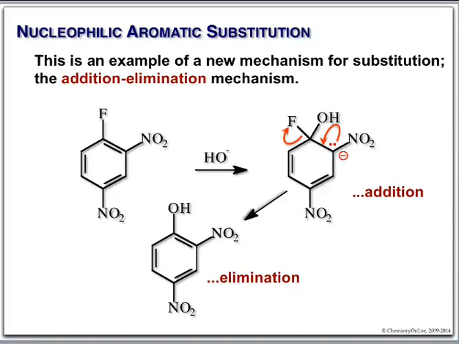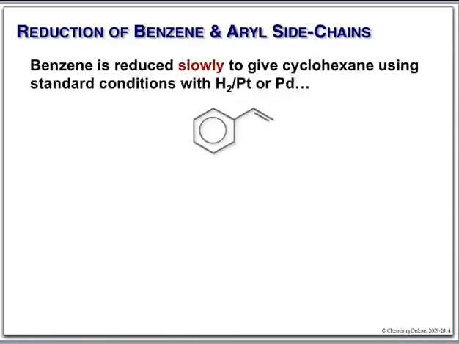All right, let's do one more quick section here. Once we add a substituent to the ring, it turns out that there are things we can do to it. In this very brief section, we're just going to talk about reduction. So let's say that we did a reaction and we made styrene.